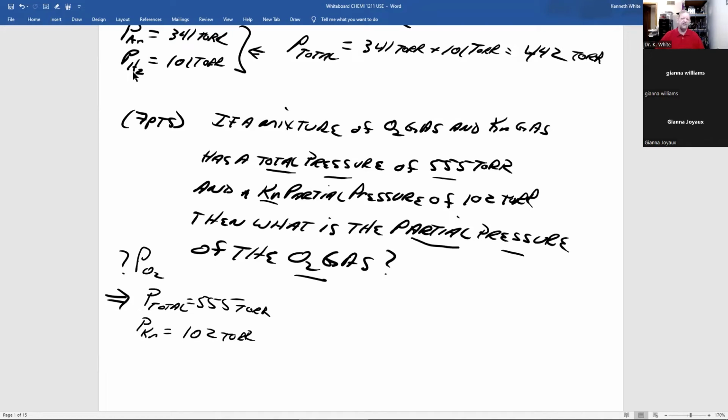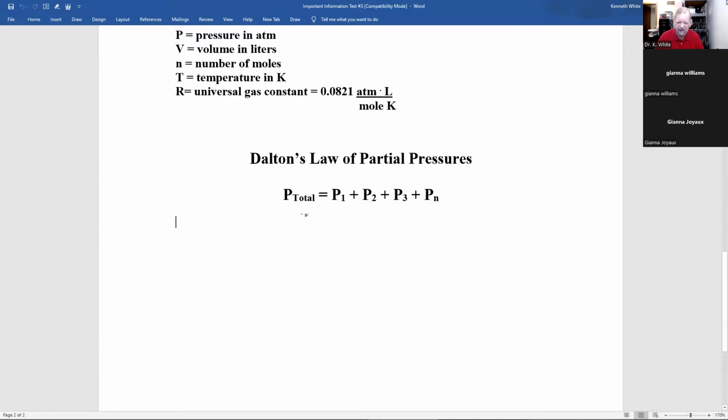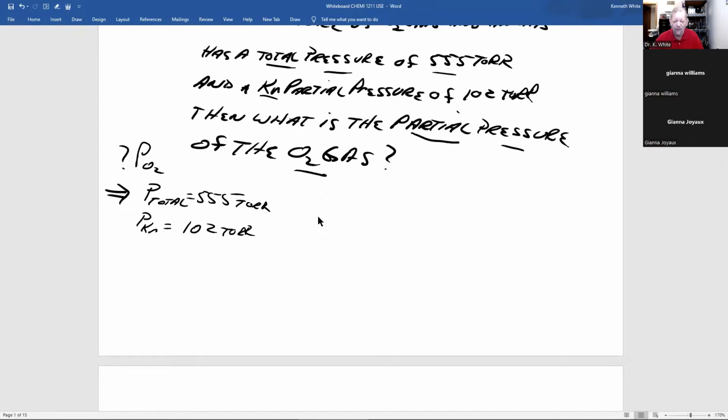PO2. Now, as soon as you see partial pressure, remember, you should be using Dalton's law of partial pressures. P total equals P1 plus P2, and those are the individual partial pressures. Now, I'm going to help you out. What we know now, P total equals partial pressure krypton plus partial pressure oxygen.